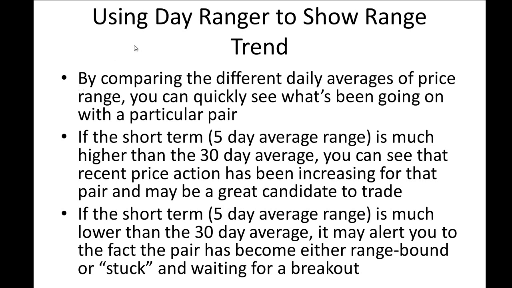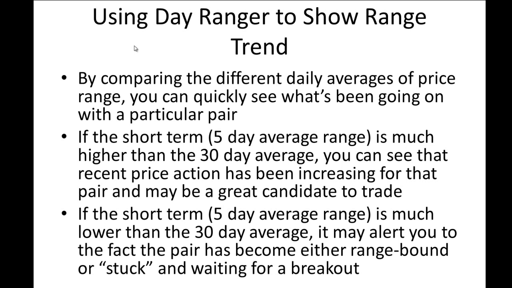By comparing the different daily averages of price range, you can quickly see what's been going on with a particular pair. In the quick and easy way that I do it, if the short term, the 5-day average, is much higher than the 30-day average, I know that there's been a lot more recent price action on that pair, and that would probably get me interested in taking a closer look at it.